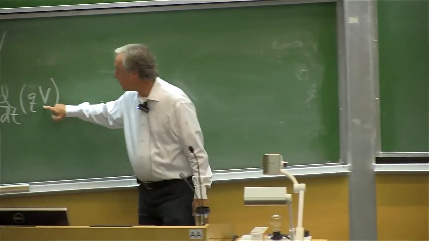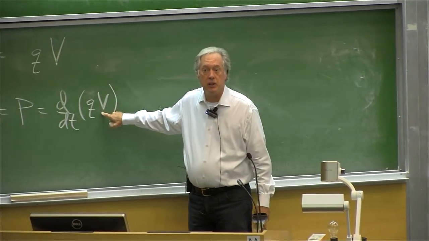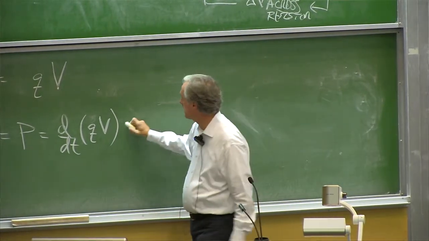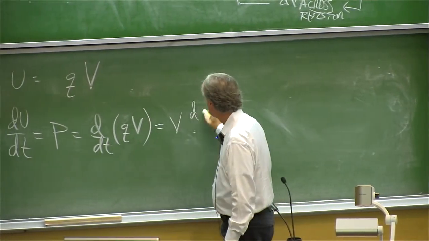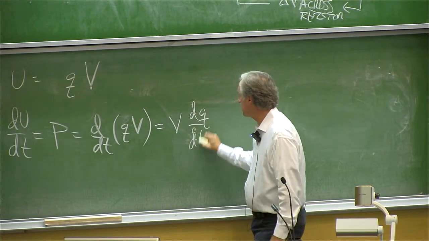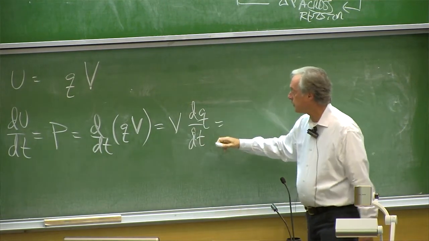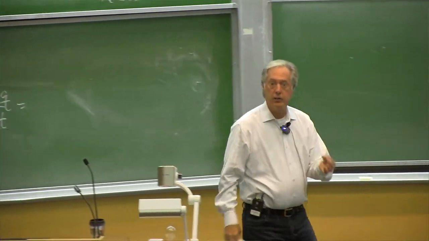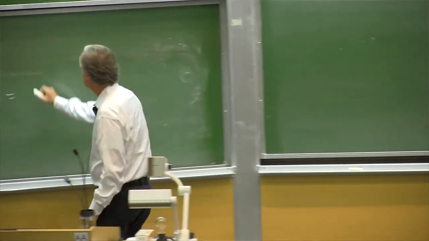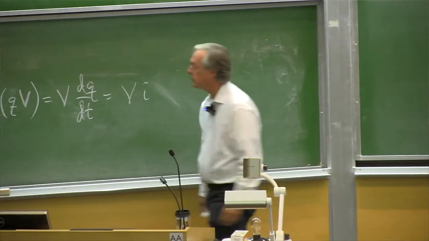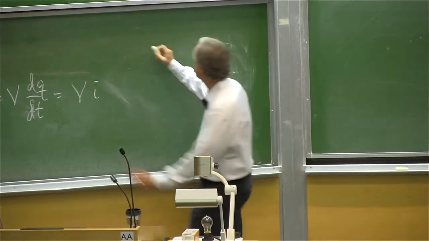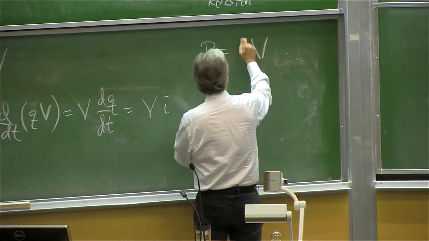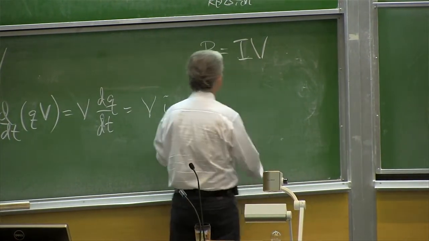And if the voltage stays the same, if the voltage drop that we're considering doesn't change, then this is just the voltage times dq dt. And dq dt is the current. So this is V times I. So the power is IV. I guess sometimes people like to use capital IV, right?